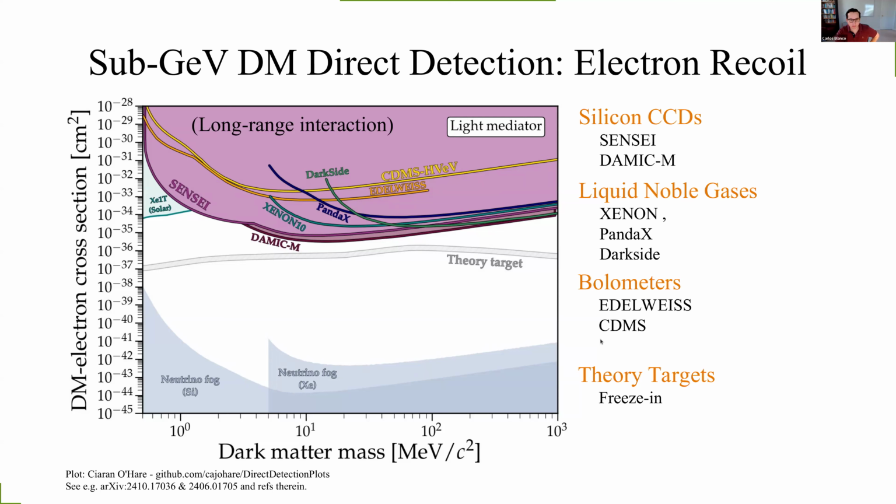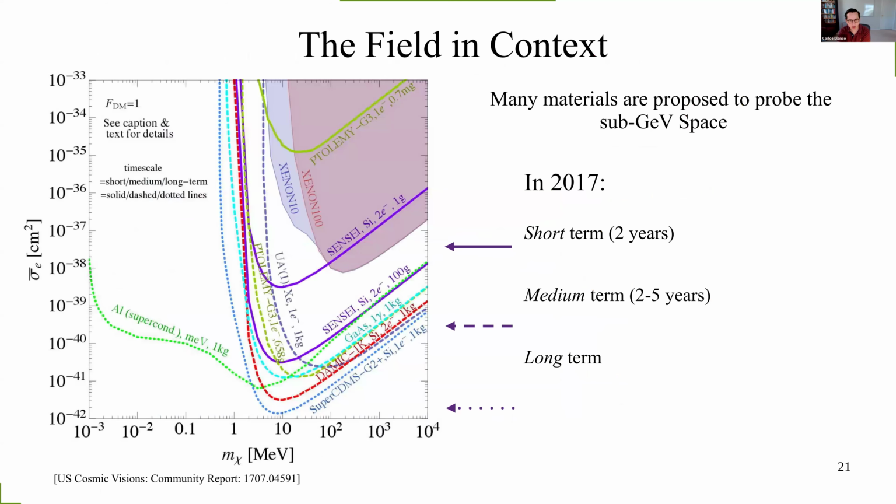Okay. Good. So this is generally the state of the art, where you have these skipper CCDs, these semiconductor-based detectors, which are really quite tantalizingly close to peering into the theory target space, and that's great. But let me give you that in context, the context of the field over time.